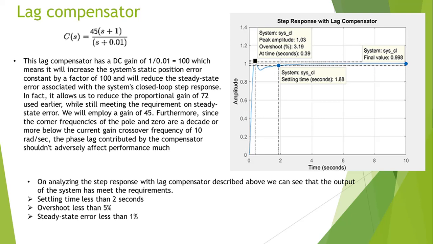Furthermore, since the corner frequencies of the pole and zero are a decade or more below the current gain crossover frequency of 10 radians per second, the phase lag contributed by the compensator shouldn't adversely affect performance much. With the lag compensator in place, the step response meets our three primary conditions.